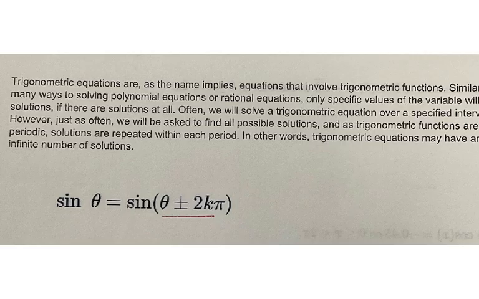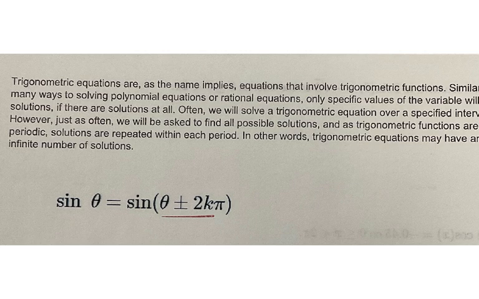And then, well, let me read these sentences, and I'll try to put it in my words, see if I like theirs or if I want to change it. Trigonometric equations are, as the name implies, equations that involve trig functions. Similar in many ways to solving polynomial equations or rational equations, only specific values of the variable will be solutions, if there are solutions at all. Often we will solve a trig equation over a specified interval. However, just as often, we'll be asked to find all the possible solutions. And as the trigonometric functions are periodic, solutions are repeated within each period. In other words, trig equations may also have an infinite number of solutions.